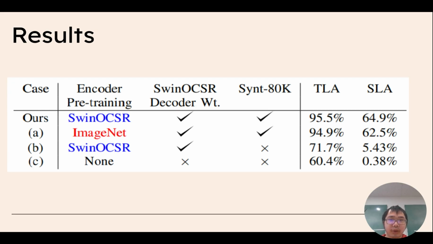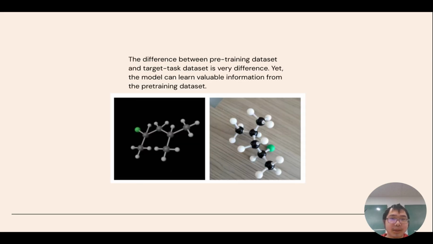And also, if we use the maximum potential of all the pre-trains, swing OCSR pre-training for both encoder and decoder, and synthetic dataset pre-training, we got 95.5% token level accuracy and 64.9% sequence level accuracy. This is a dramatic increase considering we only use synthetic dataset to pre-train the model. And here we can see these two are the same molecule in the synthetic dataset and the real dataset. They are really different, but our model can learn valuable information in the pre-training on the synthetic data.